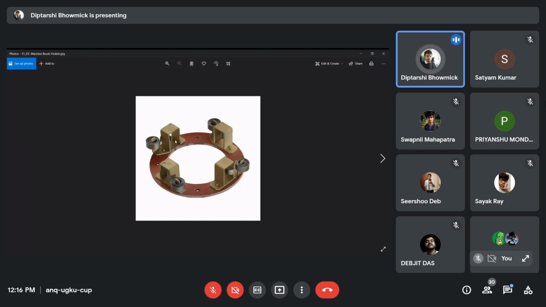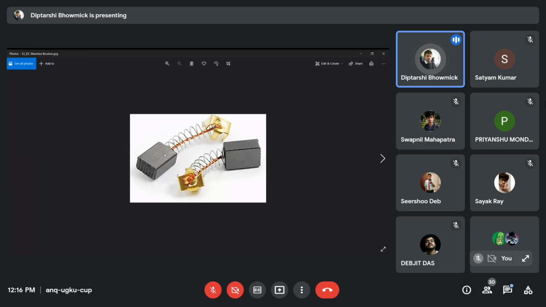So the brush holders look like this, and the commutator and the brushes look like this. Brushes are made of carbon. The number of brush arms in our machine is 4, and the number of brushes per arm is 1. The size of each brush holder: axial length is 3.1 centimeter, and circumferential width is 2.8 centimeter. Okay. These are the brushes and brush holder.